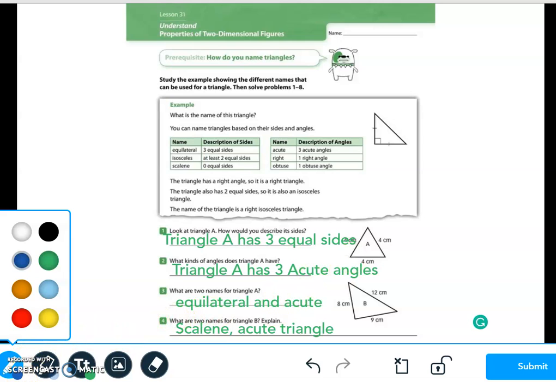Next, number 4 says, what are the 2 names of triangle B? And explain. For B, we see that none of the sides are equal. Therefore, it's going to be a scalene triangle. And because all of the angles on this triangle are acute, we're going to have an acute triangle.